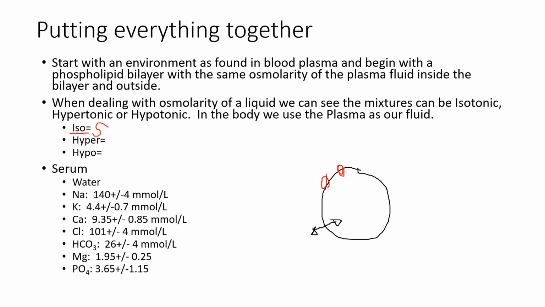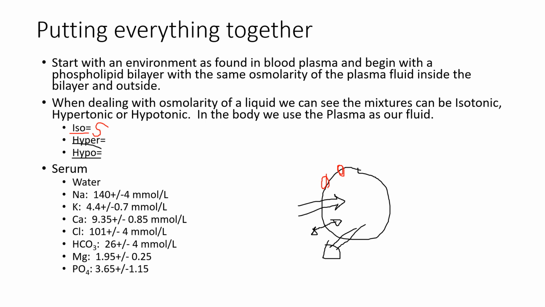If the fluid outside has more dissolved molecules than the area inside, then the fluid outside would be hypertonic. If it's hypertonic, that would mean that as you have more molecules outside than inside, you would actually pull water out of the cell. That would be hypertonic, where you have more solutes outside than inside. Hypotonic, hypo means below, so you'd have less outside than inside, so water will move inside.